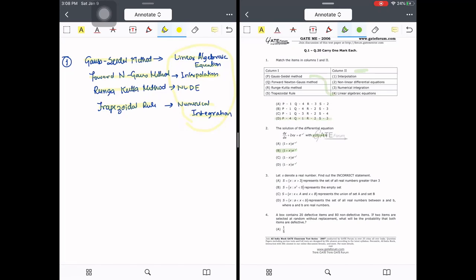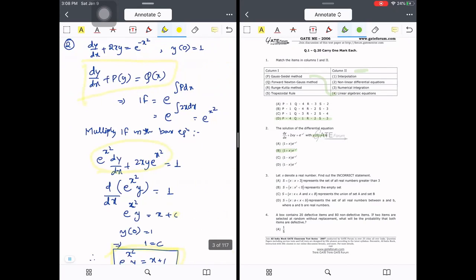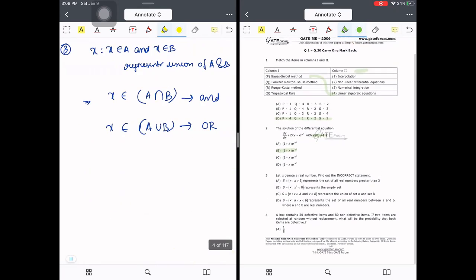Now coming to the previous one, Gauss-Seidel method is for linear algebraic equations. Gauss-Seidel method, linear algebraic equation, P4. Option D is the answer.